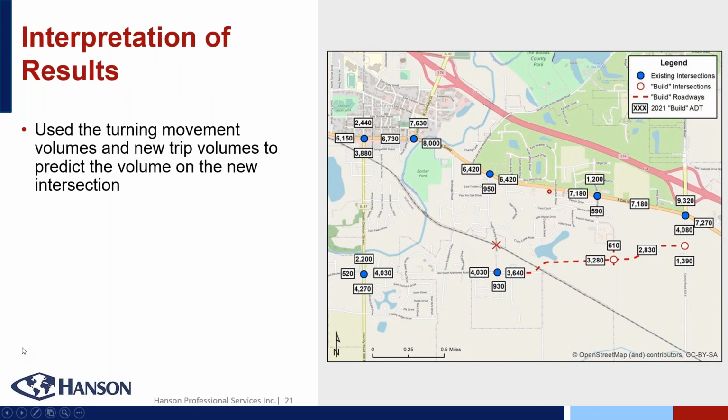So finally, interpretation of results. As I stated, we used the turning movement volumes and the new trip volumes to predict the volumes that the new intersections created by this roadway extension would experience. And you can see some of the values we found using StreetLight and some of the redirected volumes.